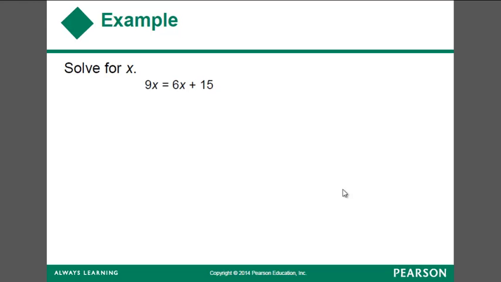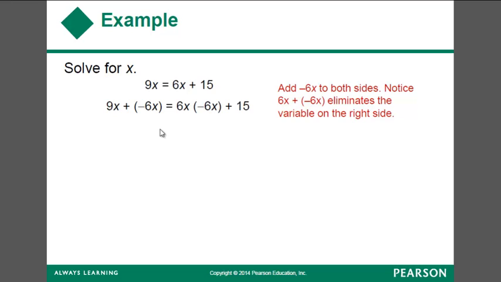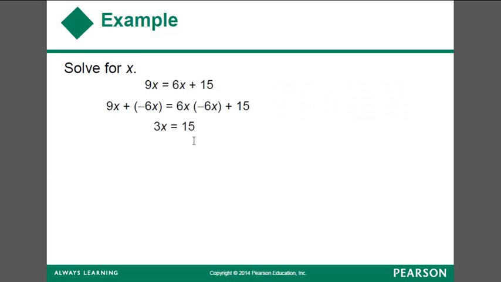I want to move my variables all to one side of the equal sign. So I want to get this 6x to the other side. So I want to add its opposite to both sides of the equal sign, and therefore I'm going to add a negative 6x to both sides. That gives me 9x plus a negative 6x is equal to 6x minus 6x plus 15. The 6x plus the negative 6x will eliminate each other on the right-hand side. 9x plus a negative 6x will leave me with 3x equal to 15.